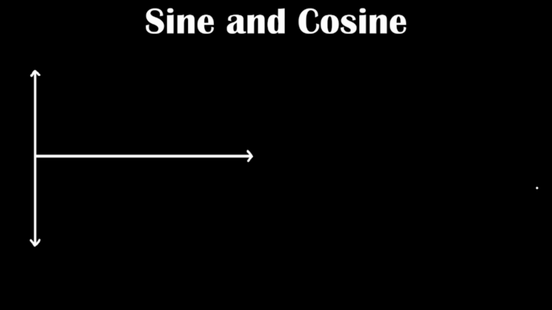Alright, hello. So in today's video, I'm going to be going over the derivatives of the 6 trigonometric functions. So sine, cosine, tangent, cotangent, secant, and cosecant. I'm going to start with sine, cosine. So let's get into it.